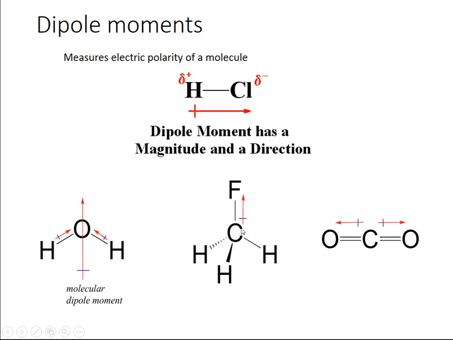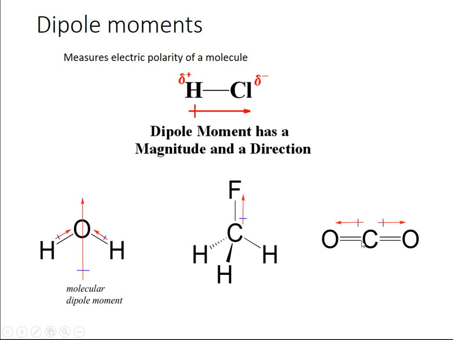The same case here. The most electronegative element in this case is the fluorine. So the dipole will point towards fluorine. So what we are saying is this molecule has a net dipole moment. This molecule also has a net dipole moment.